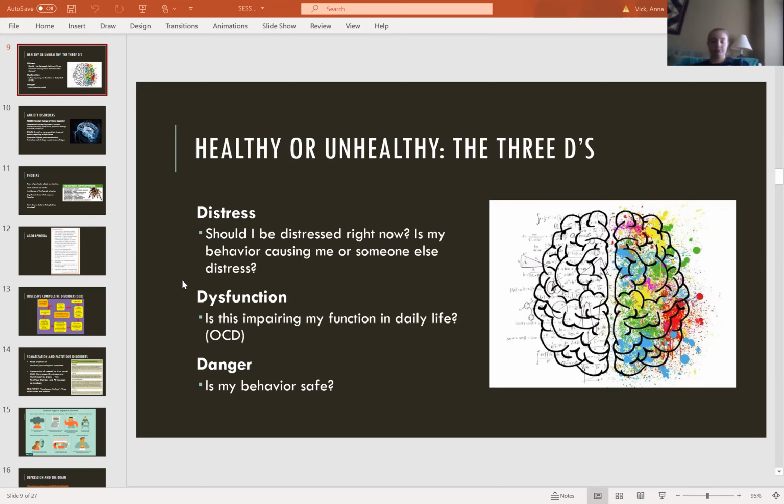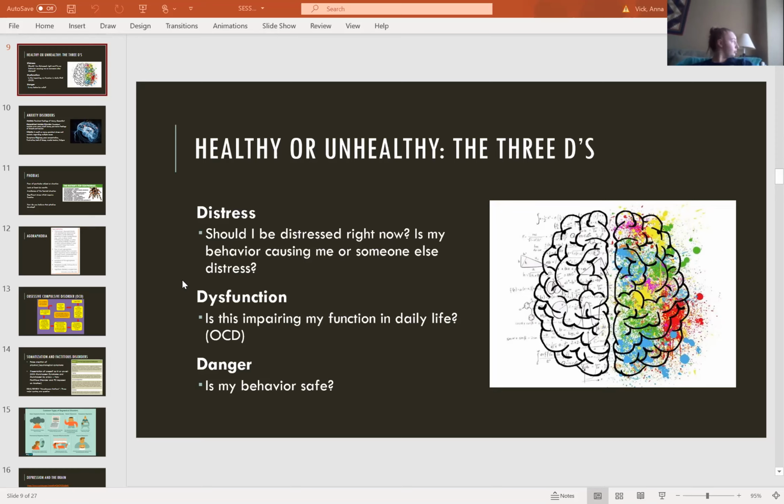The next one would be dysfunction. And that question would be, is this issue impairing my function in daily life? So to go along with the substance or alcohol abuse example, a person could say, is this drinking of alcohol causing me to struggle to get to work in the morning because of not feeling well? Is it causing me to have to leave my car somewhere because I'm not capable of driving home and then have to go back and get it another time?